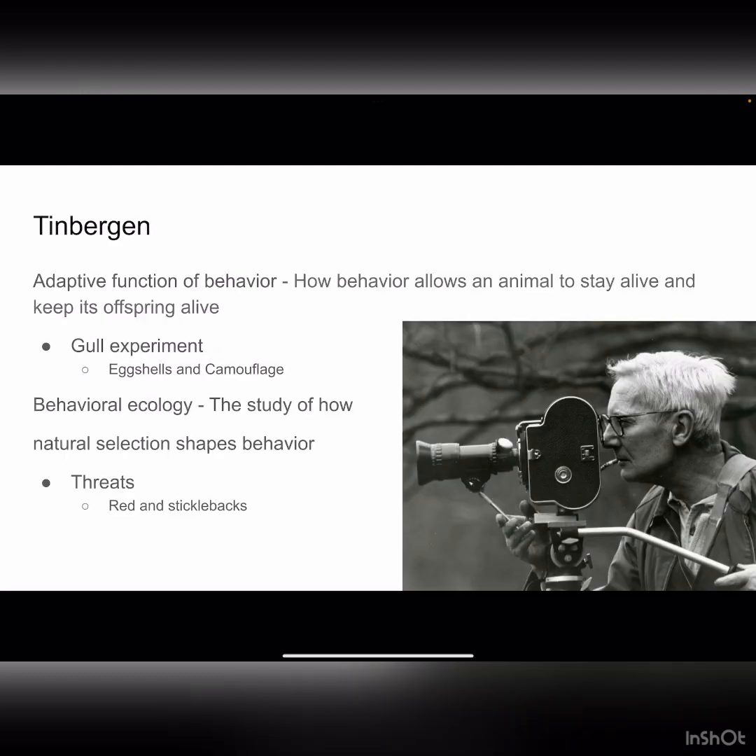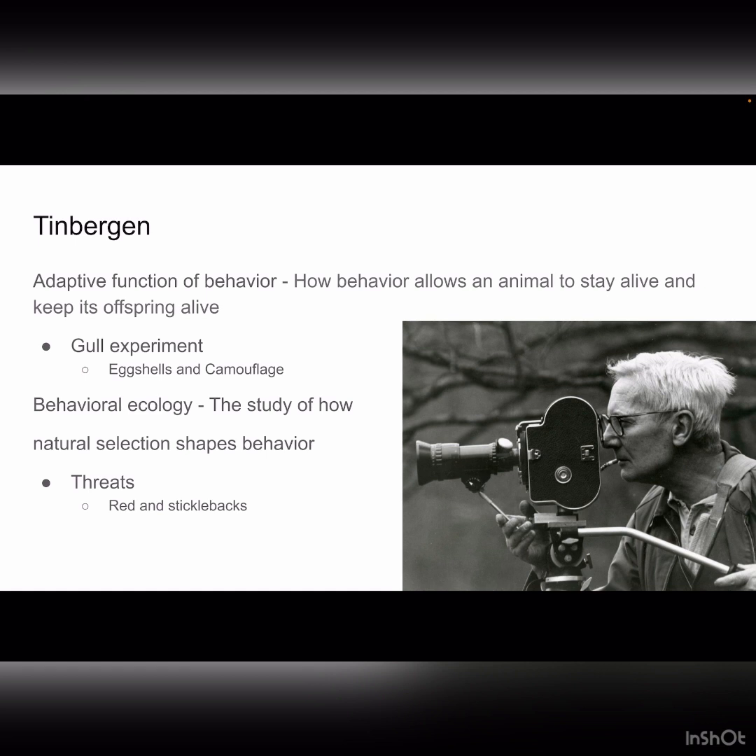Finally, we have Tinbergen. Tinbergen is known for a couple of things, namely the adaptive function of behavior and behavioral ecology. The adaptive function of behavior is defined as how behavior allows an animal to stay alive and keep its offspring alive. For an example, let's take a look at one of Tinbergen's own experiments.